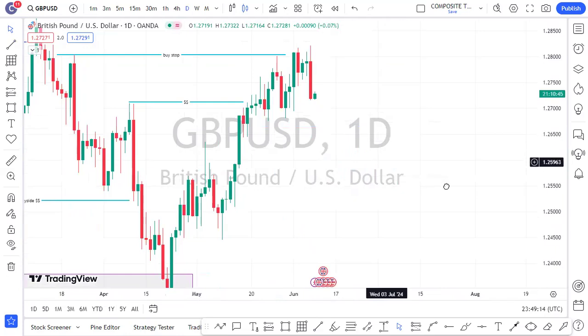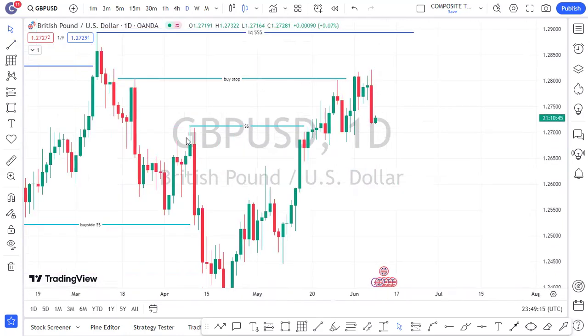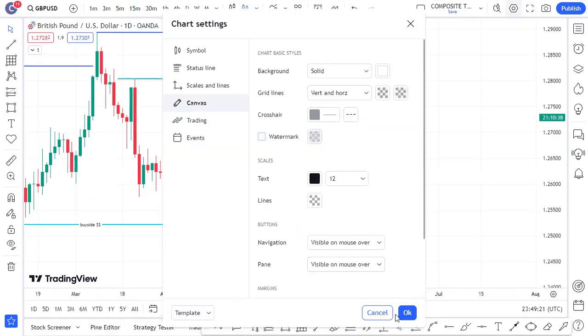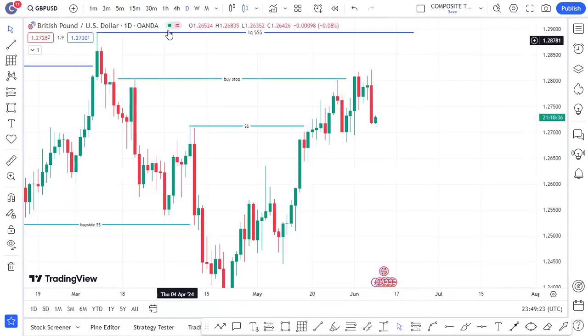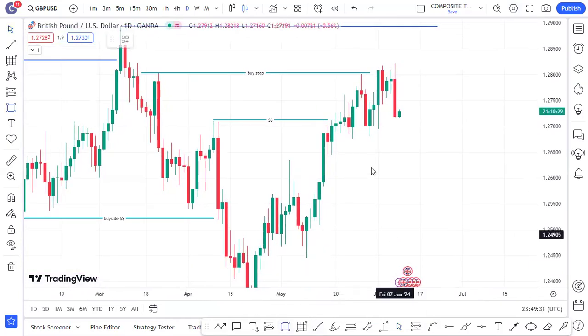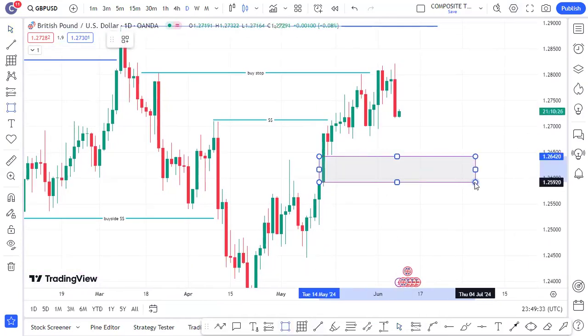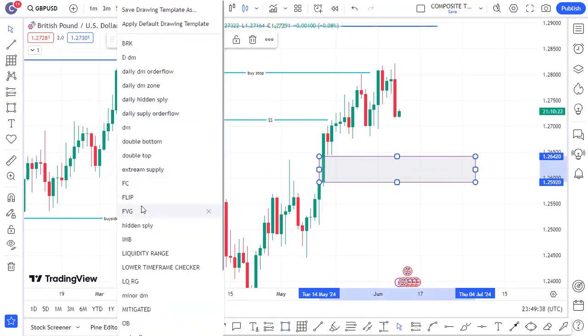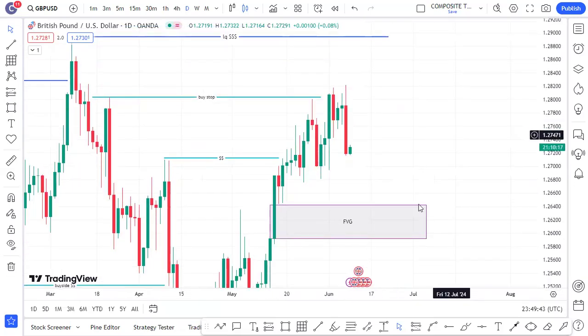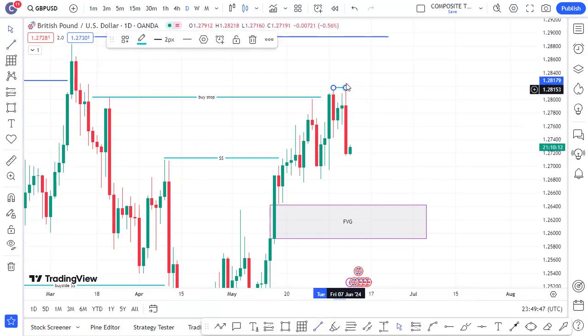So from where the price is right now, let me first get rid of this watermark. From what we have right now, we are paying much attention to this FVG. This is a level I really want to pay very much attention to, this area. We can see the price already grabbed this liquidity up here.